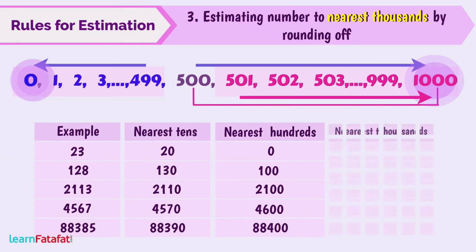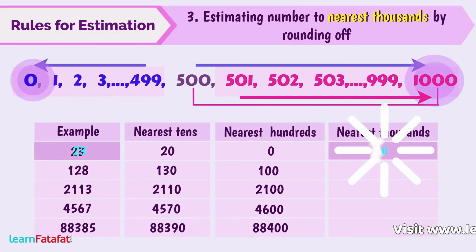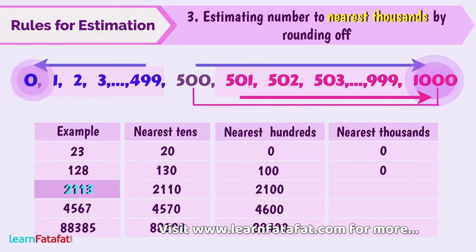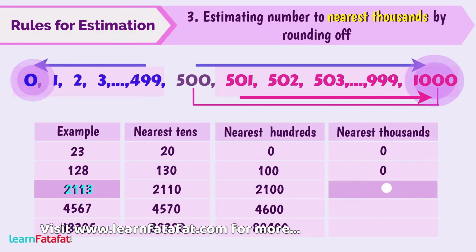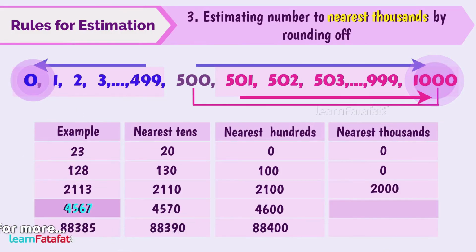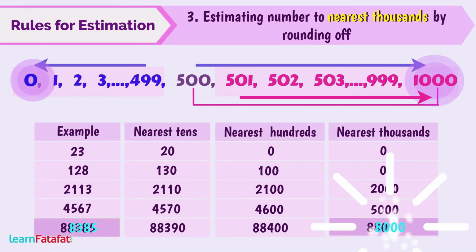Example, estimate numbers to the nearest thousands. 23 can be rounded off to 0. 128 can be rounded off to 0. 2113 can be rounded off to 2000. 4567 can be rounded off to 5000. 88,385 can be rounded off to 88,000.